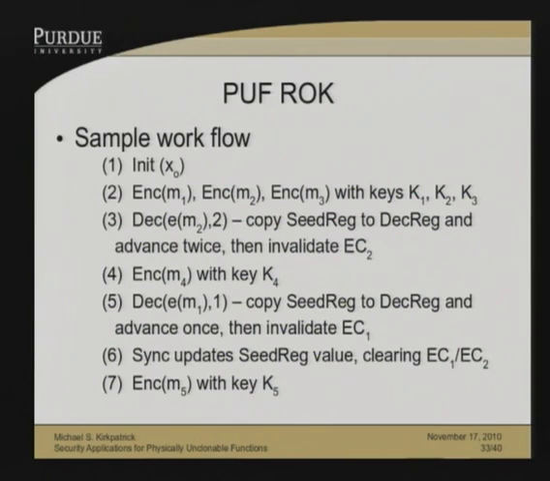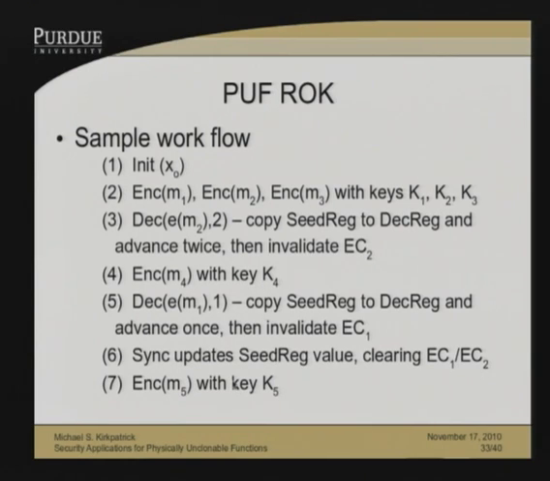Here's a sample workflow. The idea here, again, is that you start with an initialization value that goes into your seed register. Then you would generate 3 keys to encrypt messages. And then you would specify that you want to decrypt the second message. So you have to move the seed register value into the decryption register and advance it twice by pulling the puff, and then invalidate the value in the error correcting cache. And then you would generate a new key the next time you called encrypt.